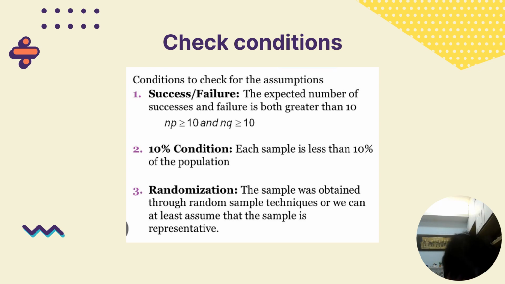The number times the probability need to be above 10 for both. Now the 10% condition is that each sample needs to be less than 10% of the total population. For example, you pick 10 Oreos for your test. 10 Oreos is 100% less than 10% of total Oreos that exist in this world. Okay, that's the 10% rule.